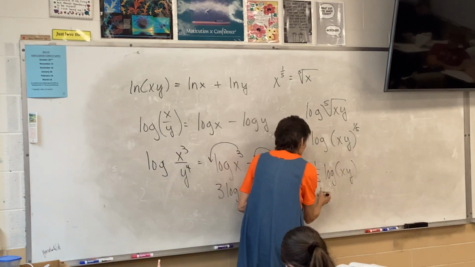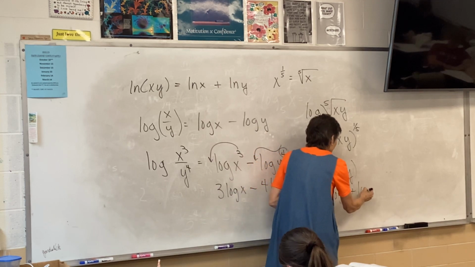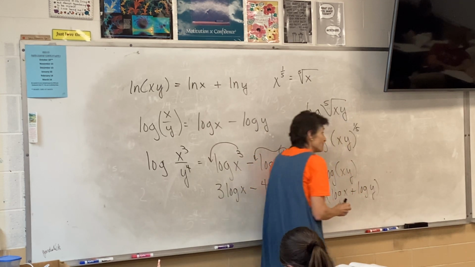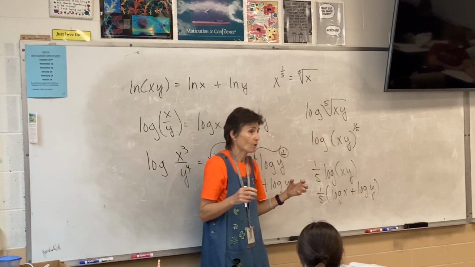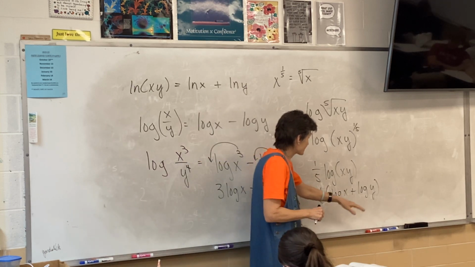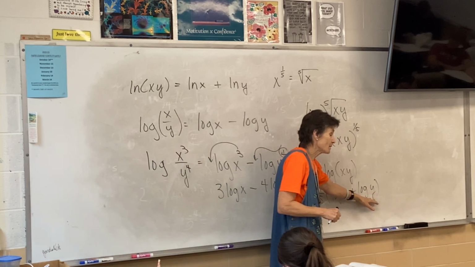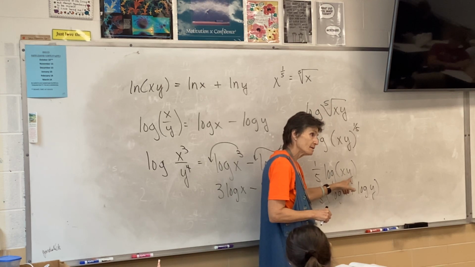So this is going to be 1/5 log x plus log y. Every letter has to get its own logarithm when you're taking it apart. So I have a log of x and a log of y. And why did I choose to add them? Because that is a times.